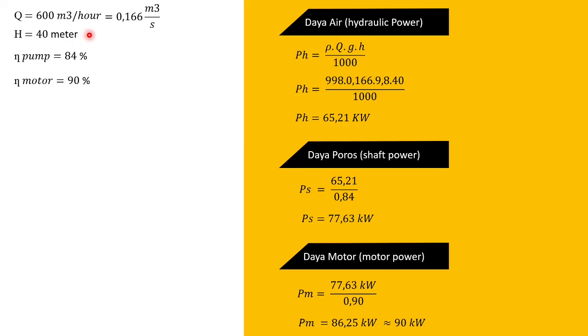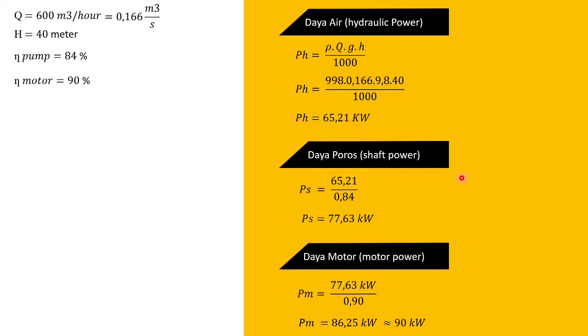The pump has some losses. It could be mechanical losses perhaps. That's why the pump has efficiency. In this case, the efficiency is 84%. And if we give only 65.21 kilowatt to the pump, the output like flow rate and head will not be the same as the design. In other words, the power must be higher than 65.21 kilowatt. How much should it be? We will determine that in shaft power.